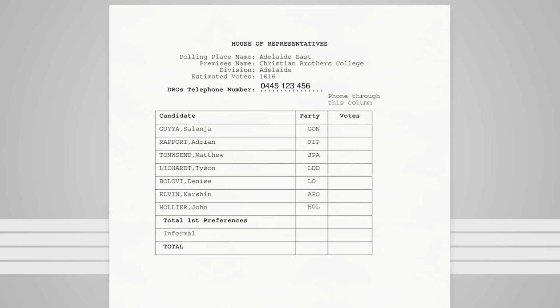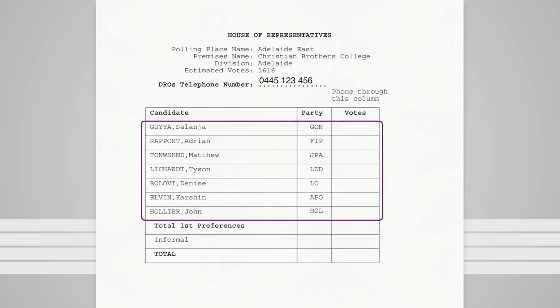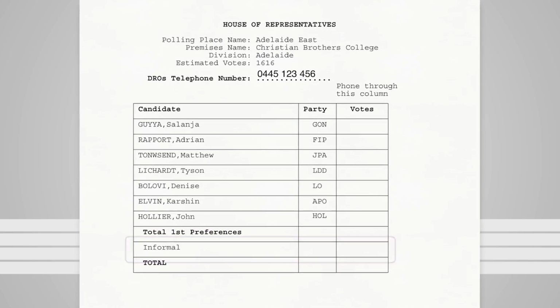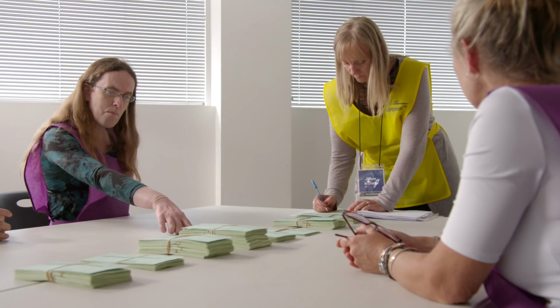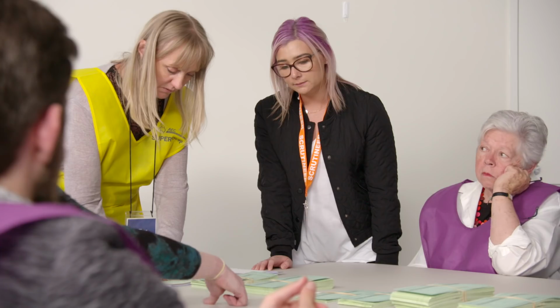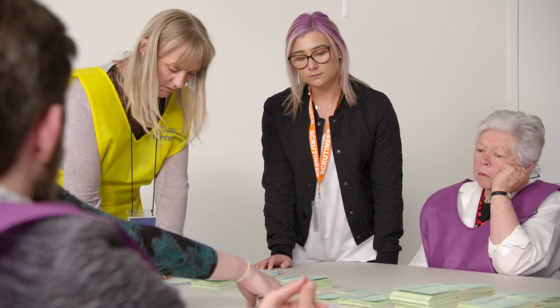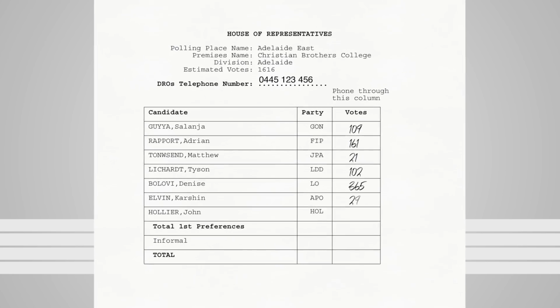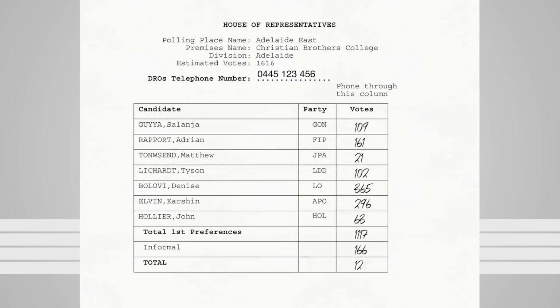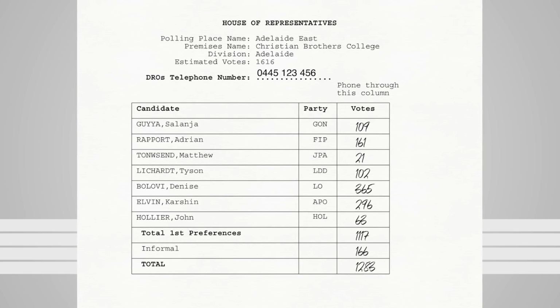The first preference count result sheet has a row for each candidate and for informal votes. Once the first preference count is complete, the results from each sort card are recorded on this form. The total number of votes issued is then calculated. These results are phoned through to the DRO.